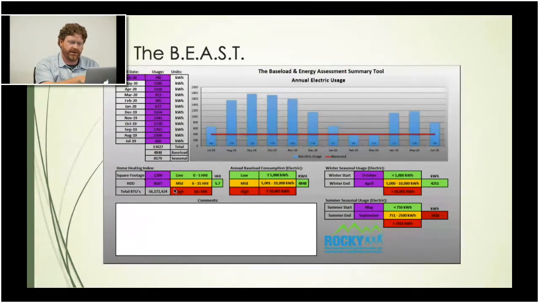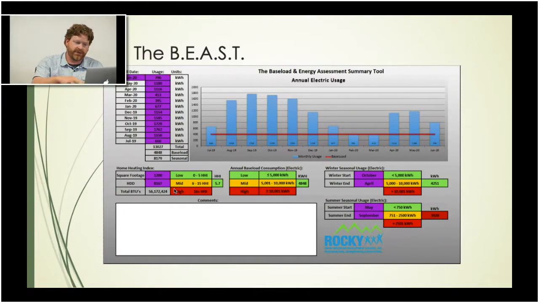So from there, it gives us our data, and it will show us what the home heating index is, which shows us the total energy use for that climate, for that size home, which is just sort of an interesting metric. But then we will move into the base load consumption, the winter consumption, and the summer consumption. And it will spit out whether it's high, medium, or low with a color-coded green, yellow, or red.